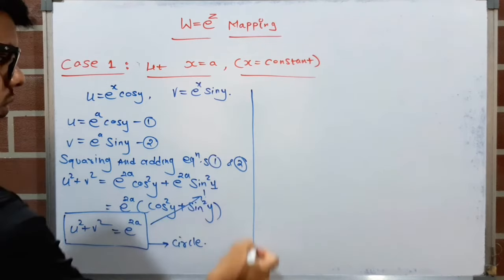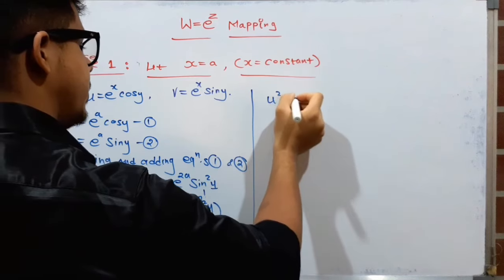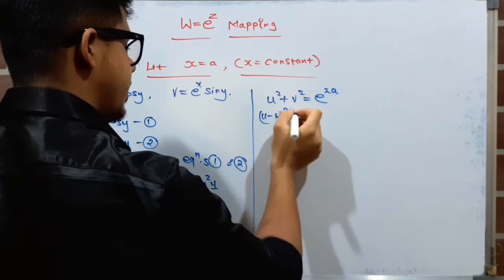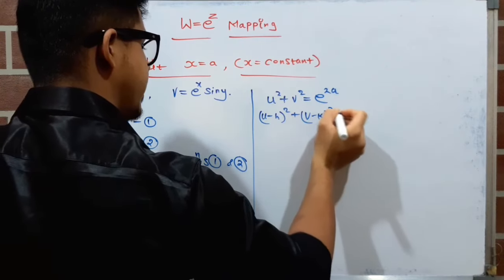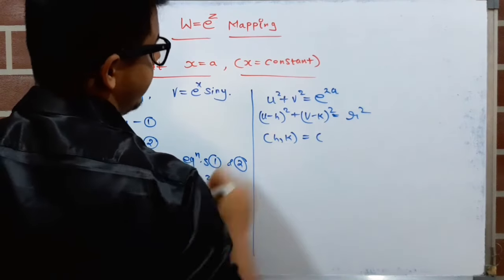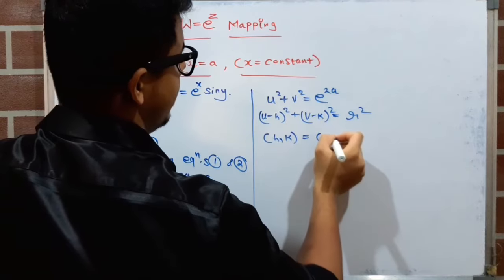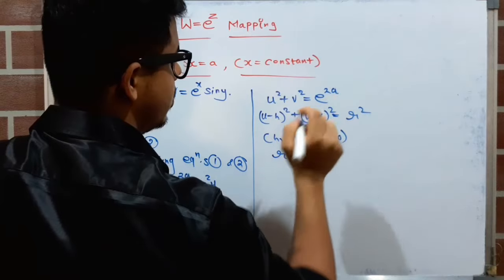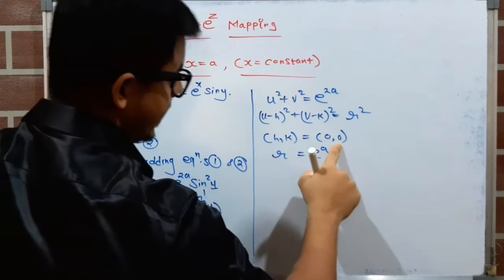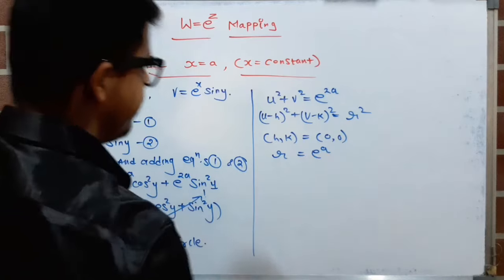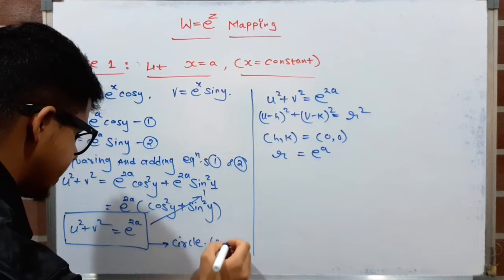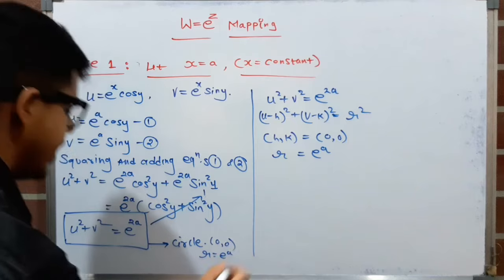How? I will show. This equation, u square plus v square is equal to e raised to 2a, can be compared with u minus h the whole square plus v minus k the whole square is equal to r square, where h comma k is the center of the circle. So here h and k are 0 comma 0, and the radius is equal to e raised to a. So this is the equation of the circle with center 0 comma 0 and radius e raised to a.